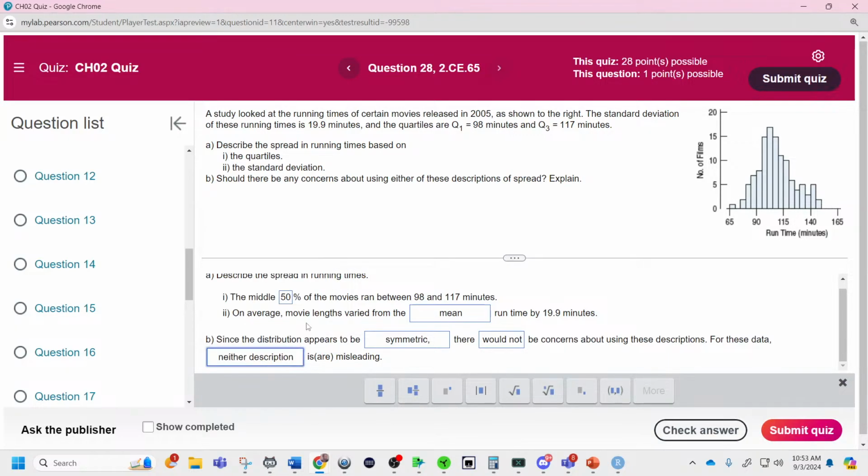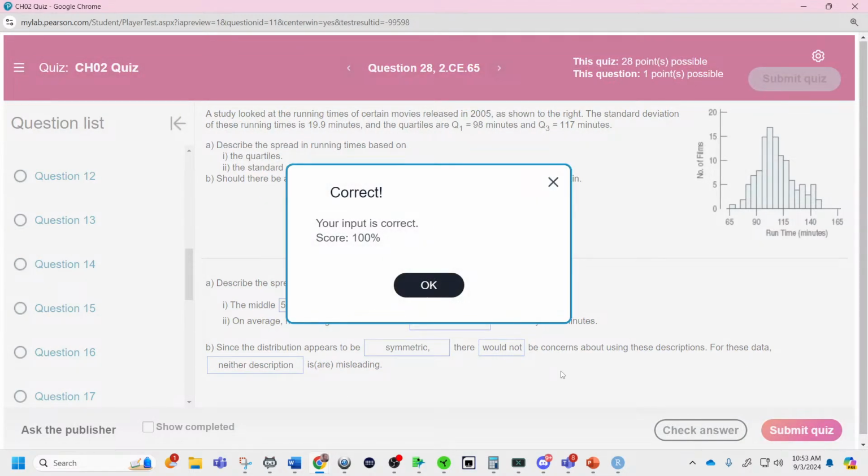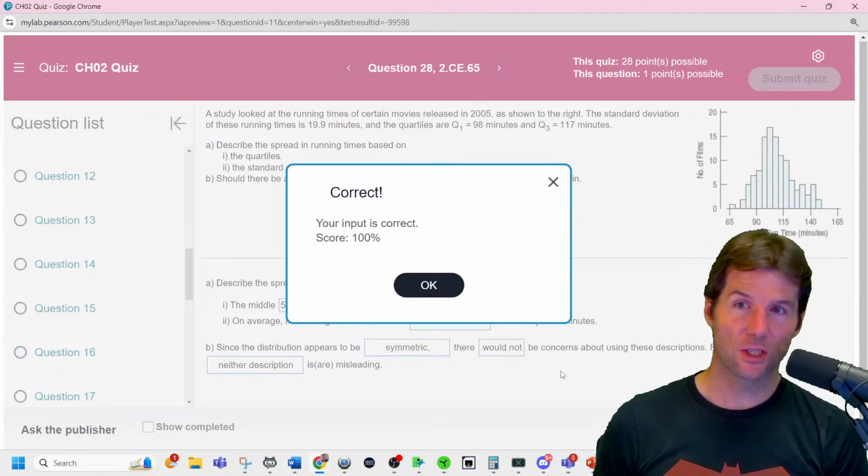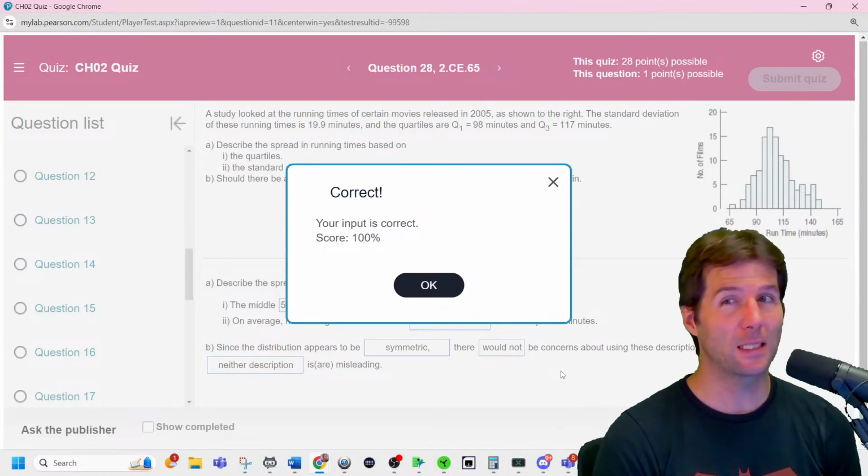Neither description is misleading. It doesn't look heavily skewed. I don't think they're going to call it skew. Woo! Got scared. Once again, the mean and standard deviation are heavily impacted by outliers.